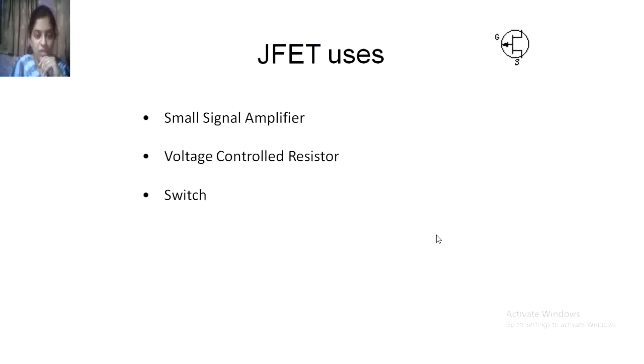So we have seen the JFET high frequency response. So what are the uses of JFET? It is a small signal amplifier. Then it is used as a voltage controlled resistor, or we can use this JFET as a switch. So these are the uses of JFET.